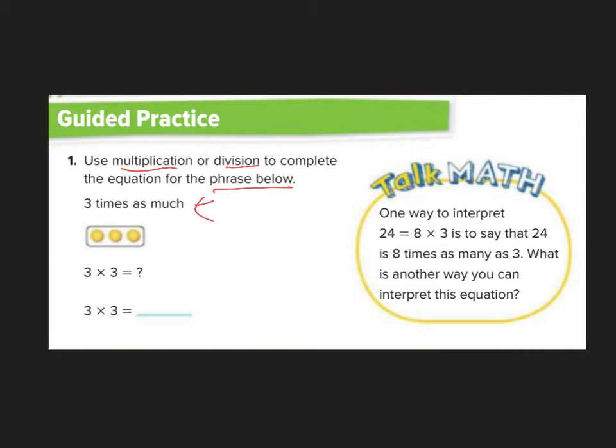Okay, so if I use that 3 times as much phrase, and it says I can use a division or a multiplication to complete the equation, so I'm going to just choose 3. So we have 3 times as much as these 3 right here. So that will be 3 times 3. What does that mean? Right now I have one group of 3. If I did 3 groups of 3, right, then I would get 3, 6, 9. 3 times 3 is 9.